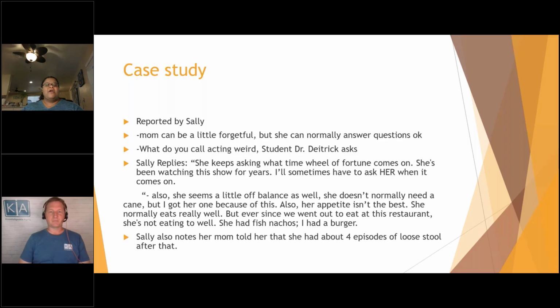Also, she seems a little bit off balance. She doesn't normally use a cane, but I got her one because of this. Also, her appetite isn't the best. She normally eats pretty well. And ever since we ate at this restaurant, she's not been eating too good. Dolores had the fish taco or fish nachos, and Sally had the burger. And Sally also notes that her mom has had 4 episodes of loose stools after that. Ouch.